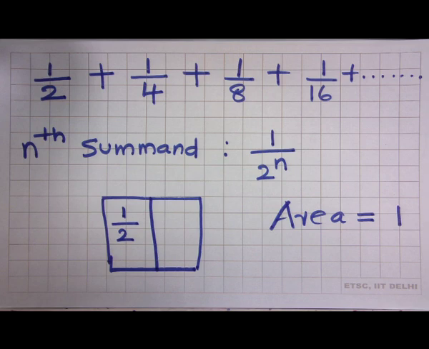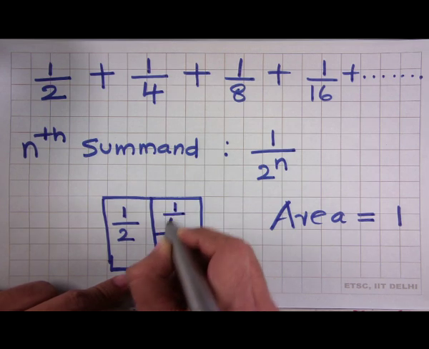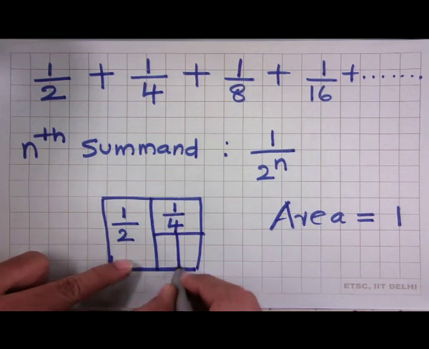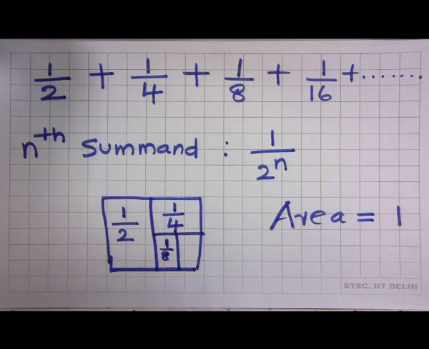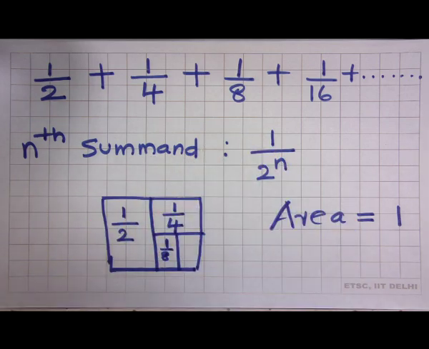Let us again halve the second half. The area here will be 1 by 4. Let us continue this halving process. The area of this figure will be 1 by 8, and so on. We can see that the areas of the smaller figures fill the area of the unit square we started with.